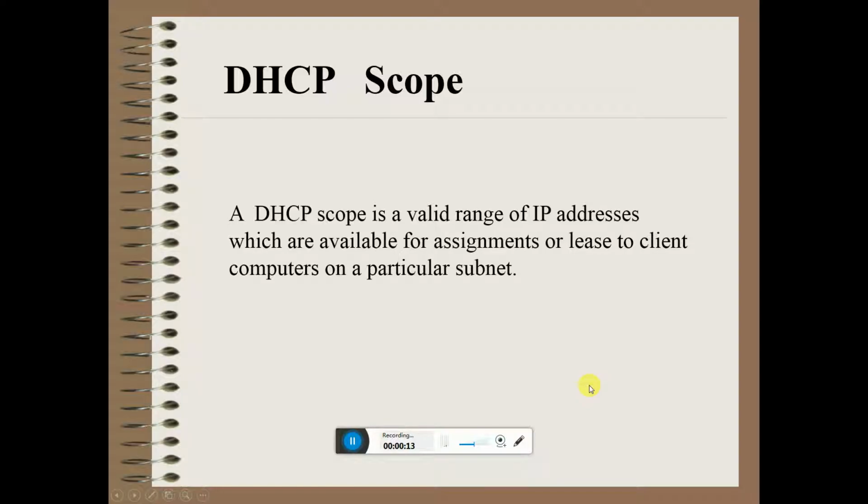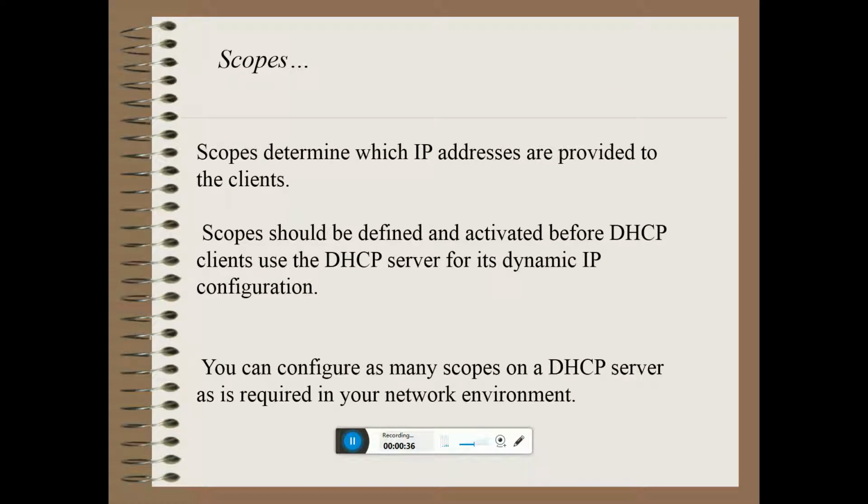DHCP scope. A DHCP scope is a valid range of IP addresses which is available for assigning to leased clients and computers on particular subnets. These IP addresses are given to leased clients, the companies or computers, for particular subnet masks. Scope is determined while IP addresses are provided to the clients. The scope should be defined and active before DHCP.